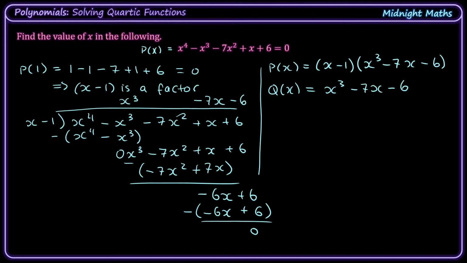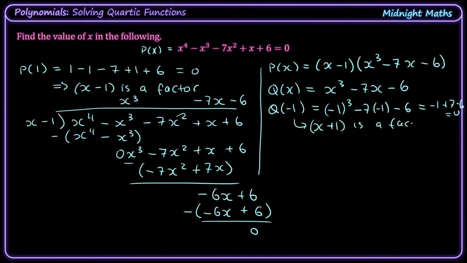And once again, I need to find a factor that goes into this one. So let's try something else. Let's try q of minus 1. So q of minus 1 gives me minus 1 cubed, minus 7 times minus 1, minus 6. So that's minus 1 plus 7 minus 6, which is equal to 0. So therefore, x plus 1 is a factor of q in this case.